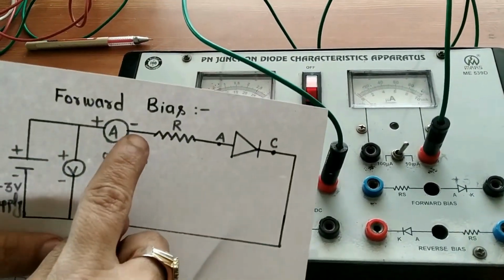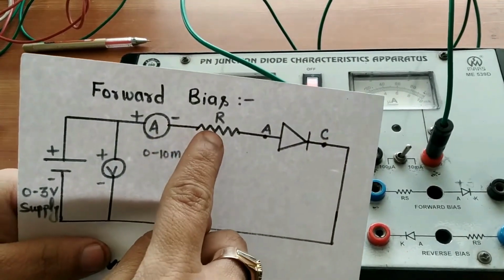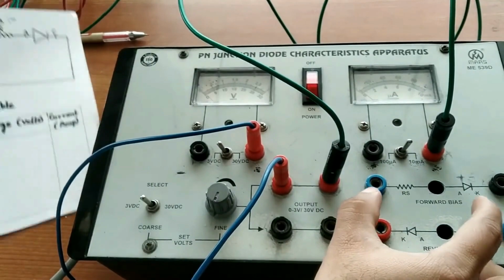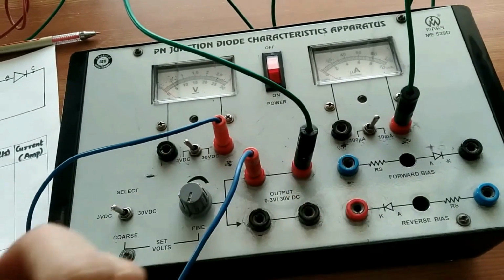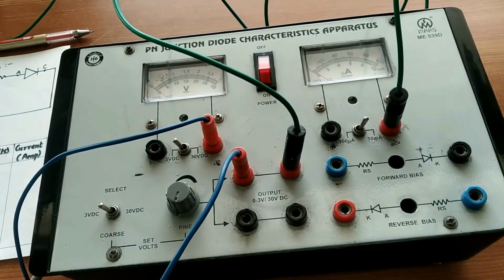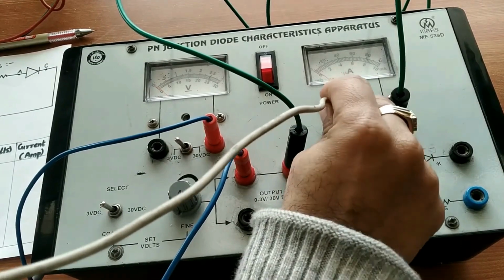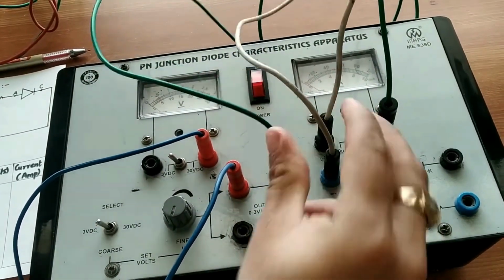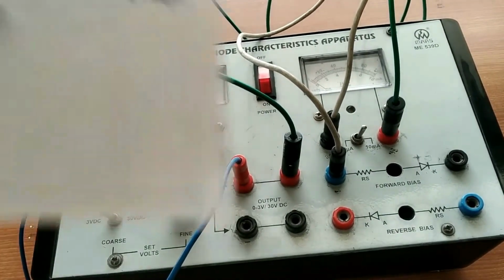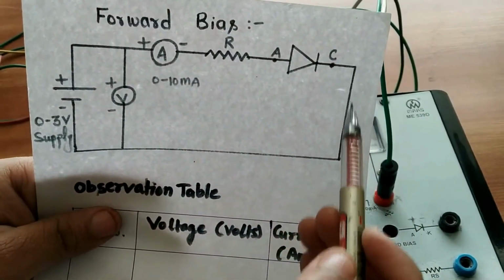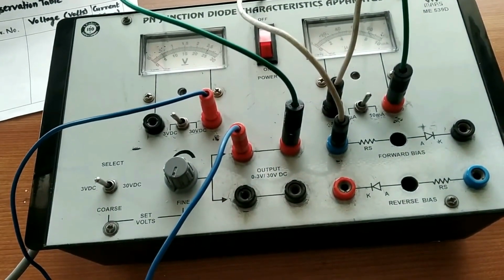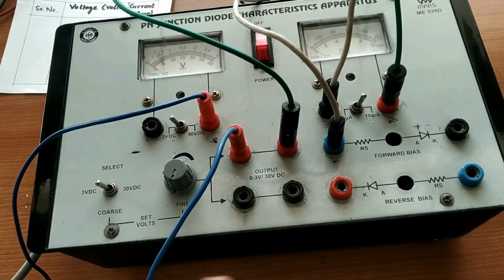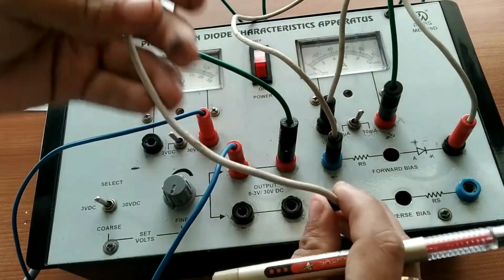Then you can see the negative of this ammeter is being connected to the resistance and a diode. You can see here we have got this resistance and a diode. So we will take a wire and connect it from here. Next, this diode is being connected to the ground. Let's say this is the reference, we are connecting this as a ground. We are connecting this to this black terminal. So we will connect this here.